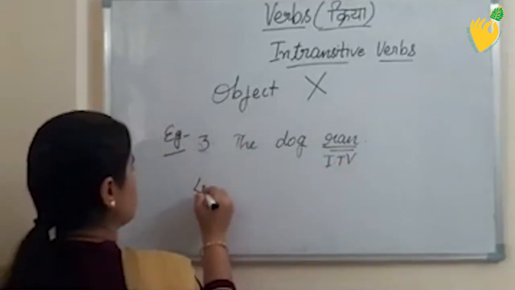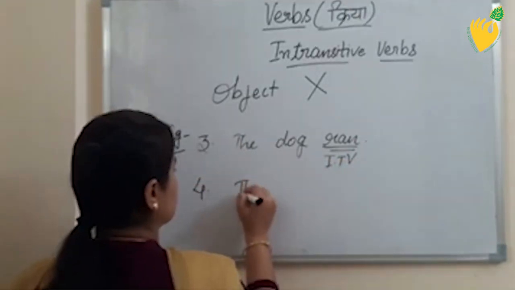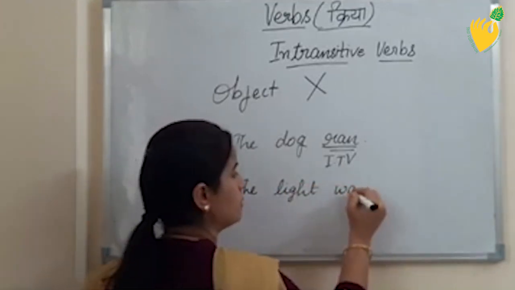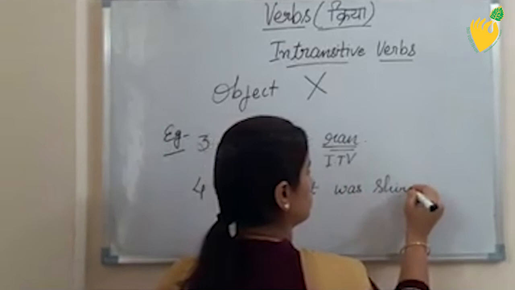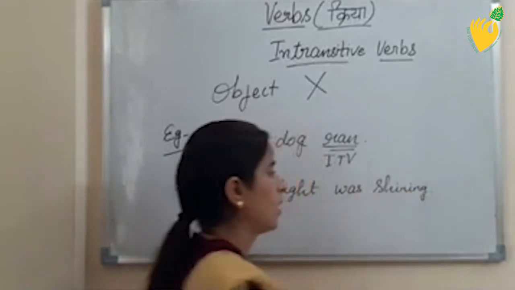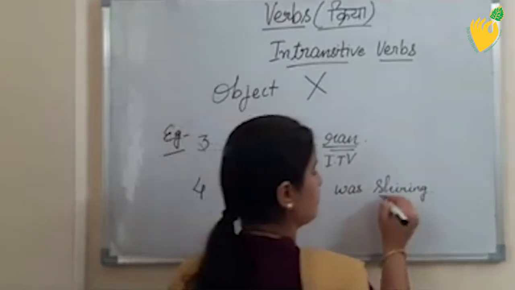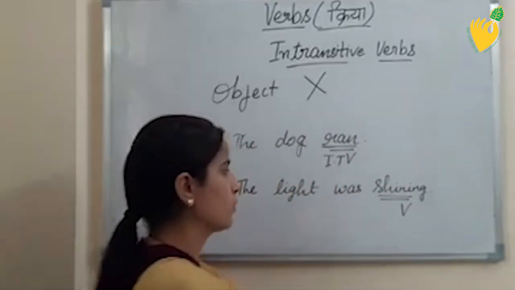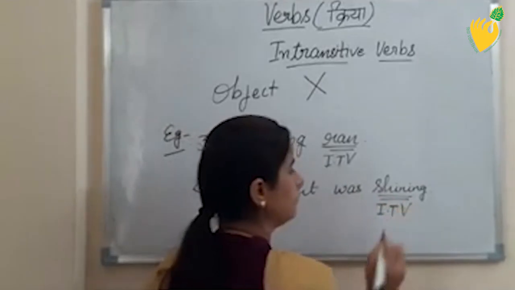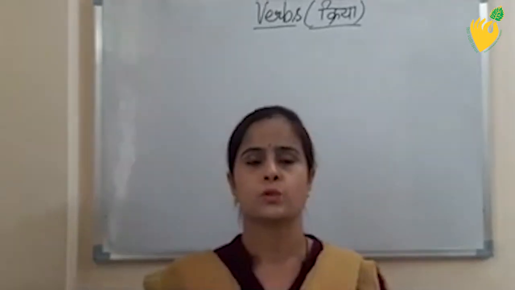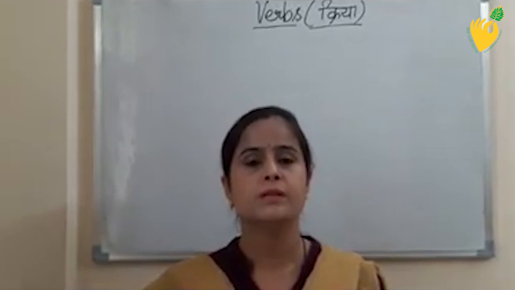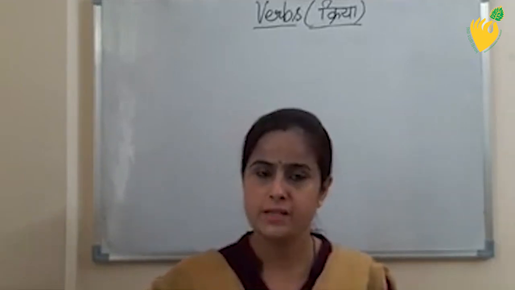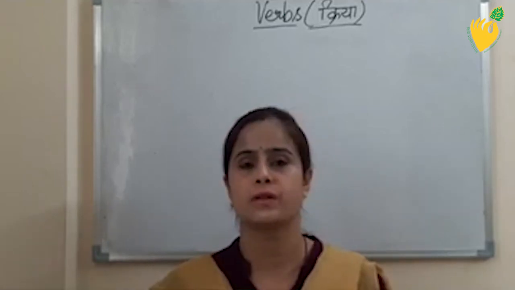Next example is, the light was shining. Now in this example, shining is the verb and it is giving complete meaning without any object. So it is also an intransitive verb. Students, a verb can be transitive as well as intransitive. It depends on how they are used in a sentence.